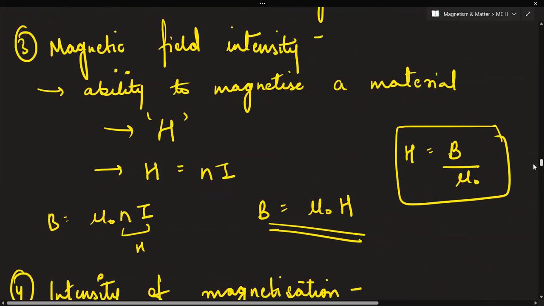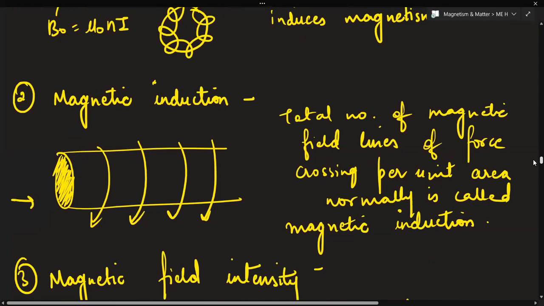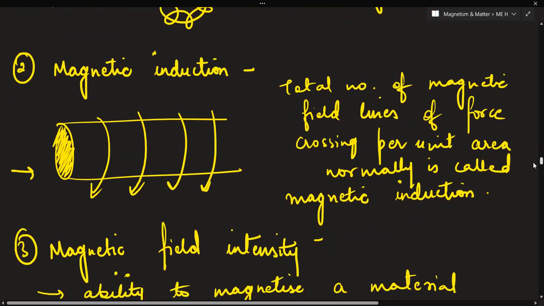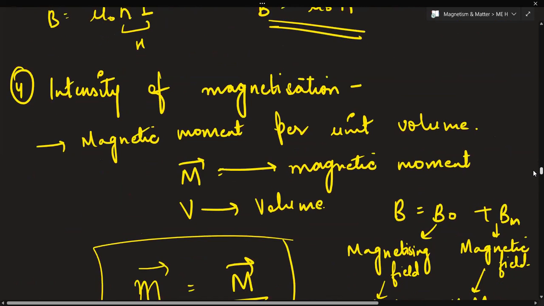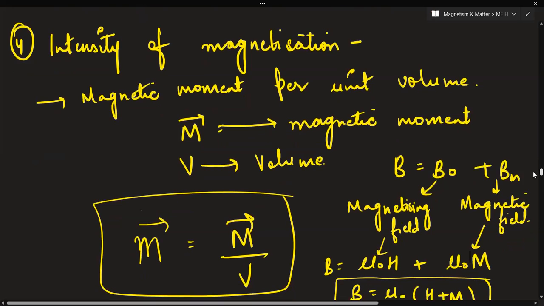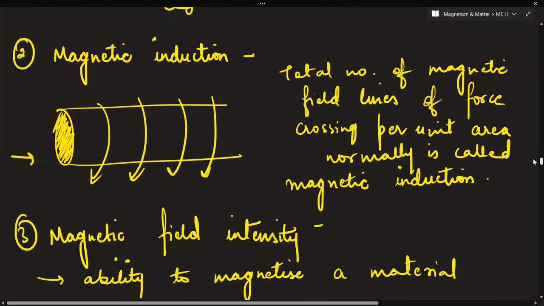First term was the magnetizing field. It means when the magnetic field is there in vacuum, you say it is the magnetizing field. Second term was magnetic induction: the number of field lines that cross unit area normally. Magnetic field intensity is the ability to magnetize a material. If you have an iron nail and use a bar magnet, you are able to magnetize it. Then you have intensity of magnetization, which is simply the ratio of magnetic moment and volume. So note down these four points. There are some more quantities as well, but just note this down.